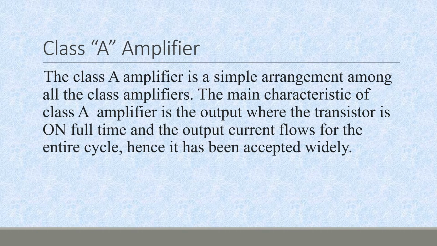A Class A amplifier is a simple arrangement among all class amplifiers. The main characteristic of Class A amplifier is that the transistor is on full time and the output current flows for the entire cycle. Hence, it has been accepted widely.